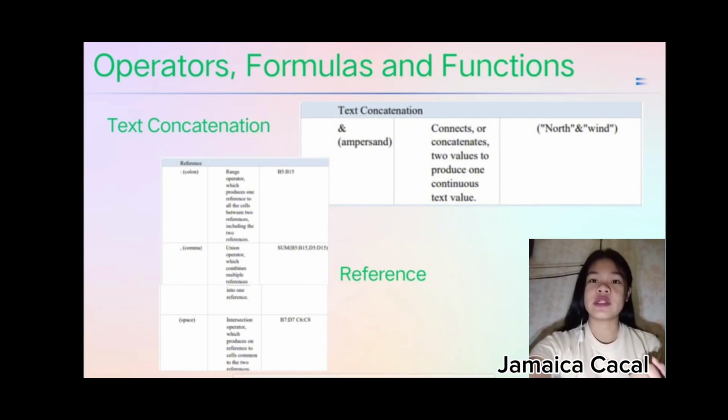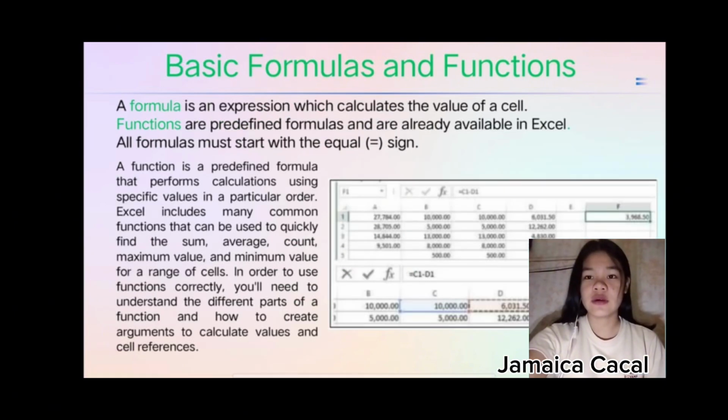These operators help select multiple cells for calculations. In summary, arithmetic operators perform math operations, comparison operators compare values and return true or false, and the text concatenation operator joins text together, and the last is reference operators, which define cell ranges for calculations. And now for the basic formula and function.